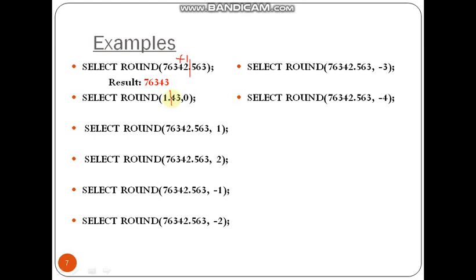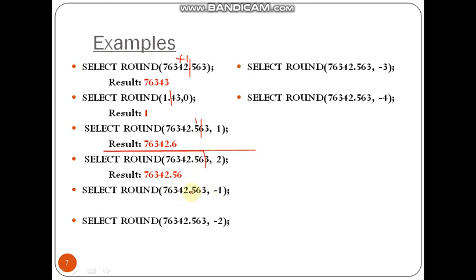Then the next example, 1.43, 0. I do not want any decimal points. The digit coming next is 4, so the answer is 1 itself. Then this big number, 1. I just want 1 decimal place, that means up to this only. Here the next digit is 6, so 1 needs to be added to this 5. So the answer is 76342.6. Now, 2. 2 means I want 2 decimal places. The digit coming to the right is 3, so no need to add anything. Just round to this part.